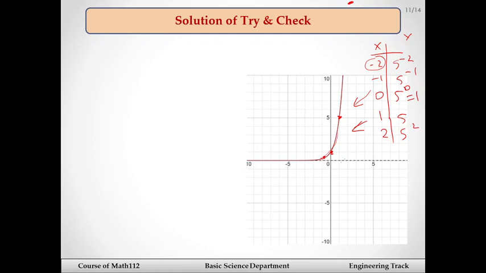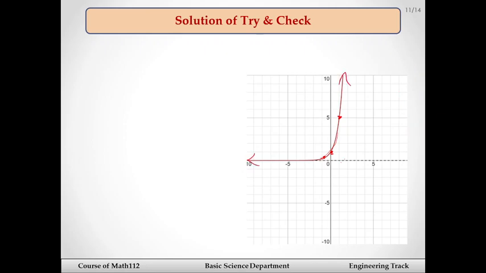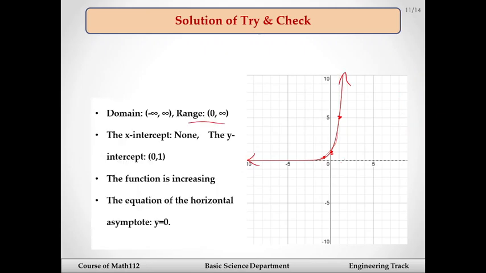Now what can you say about the domain and the range? The domain is from minus infinity to infinity, and the range is 0 to infinity as usual. There's no x-intercept, since the graph doesn't touch the x-axis. The picture shows it this way, but when you zoom in and magnify this part, you will see they're not touching each other.